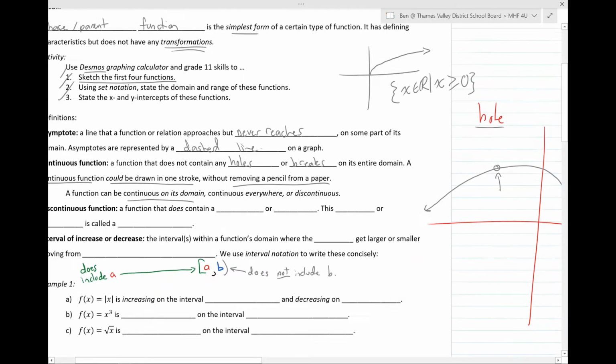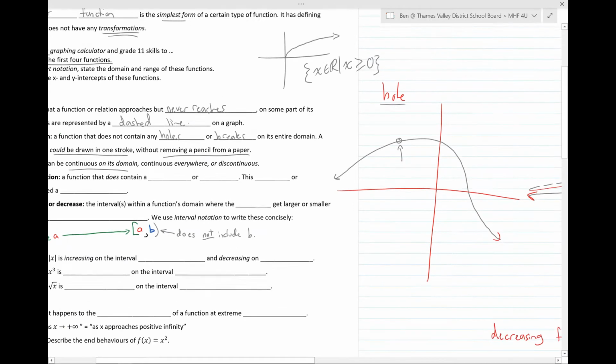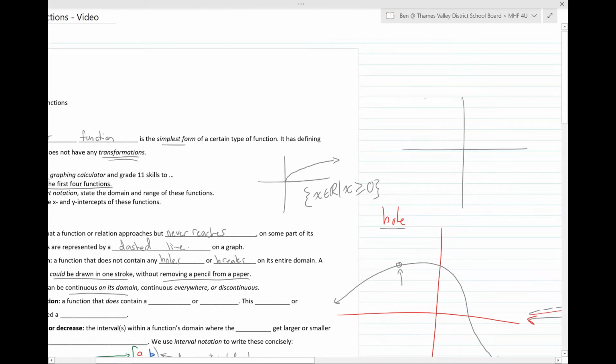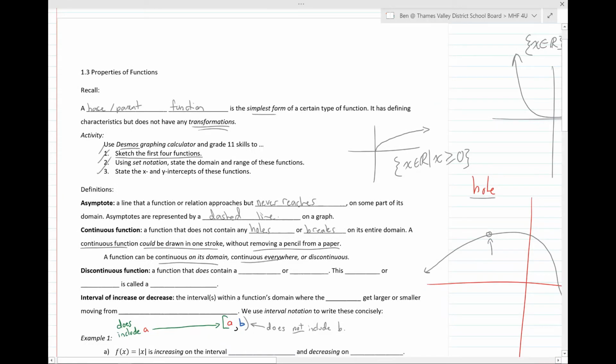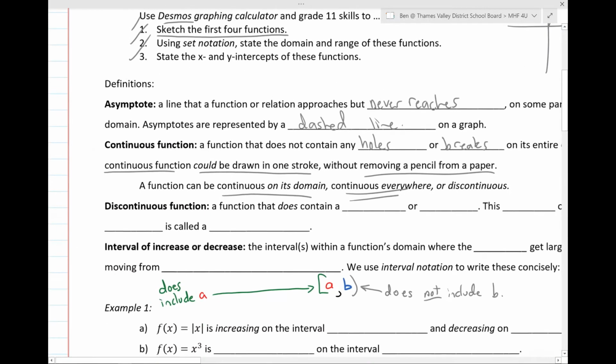Now, another kind of function is continuous everywhere. An example of that would be our base quadratic function, which we can draw the entire thing smoothly without lifting our pencil from the paper, and its domain is the entire real numbers. Since its domain is the entire real numbers, it's continuous everywhere. So continuous everywhere functions are also continuous on their domain. The difference is that their domain is the entire real number system.